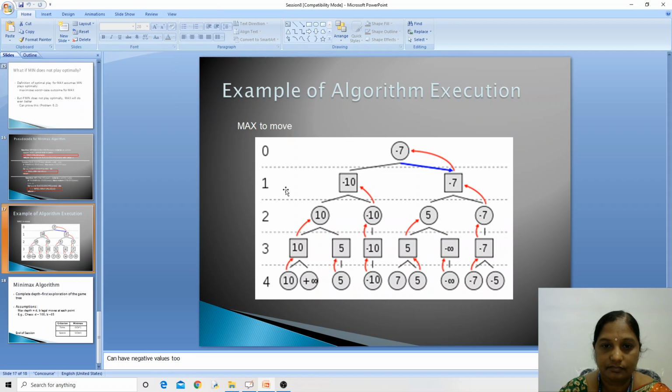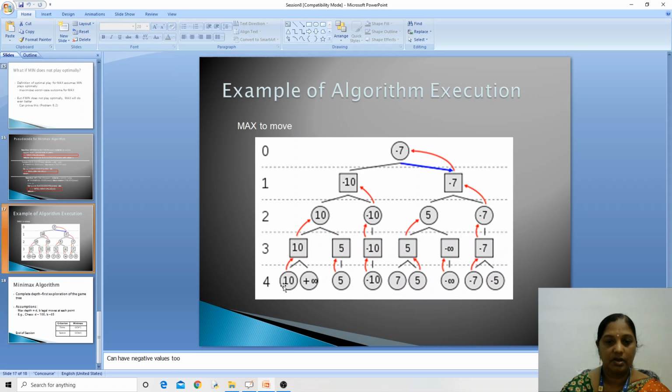And next, see another example of algorithm execution, how it will be executed. So what is here? Terminal values: plus 10, plus infinity, 5, minus 10, 7, 5, minus infinity, minus 7, minus 5. We need to start here with our max to move. So first the chance is for max, next chance is for min, max, min, max. So first it goes towards the last terminal, depth first search. So it moves to the terminal node. So this is a leaf node, 10.